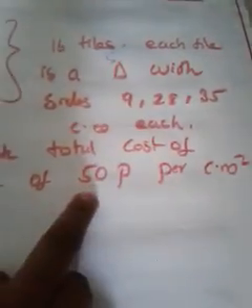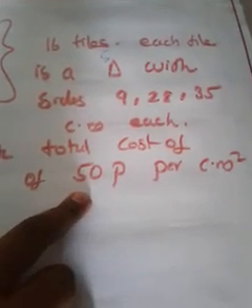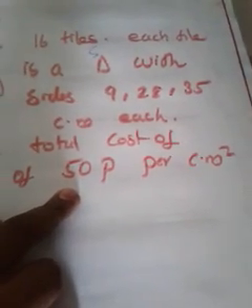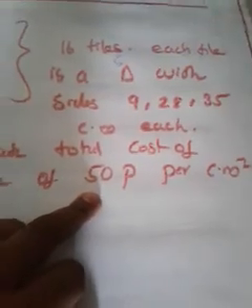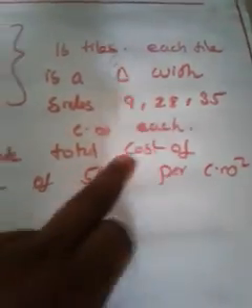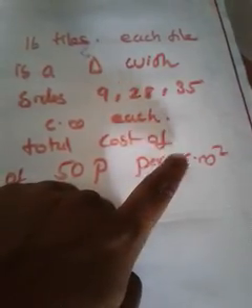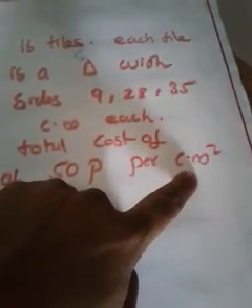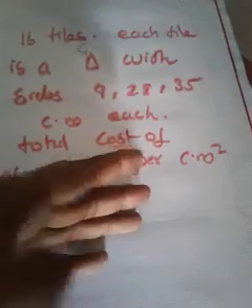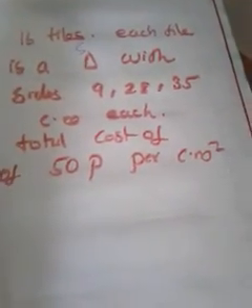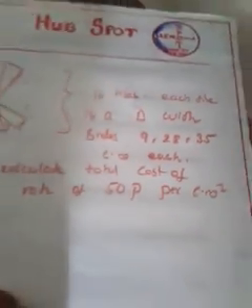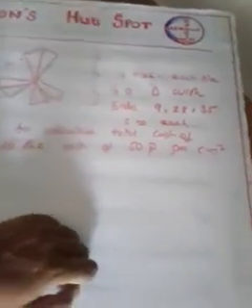For 1 centimeter square 50 paise means, what about 2 centimeter square? 100 paise. What about 3 centimeter square? 50 into 3, that means 150 paise. That means for 1 centimeter square this much amount. Then what will be the total amount? Then we have to calculate the total centimeter square required. If it is 10 centimeter square, 10 into 50 paise. You may have understood. So we have to calculate the total centimeter square required.